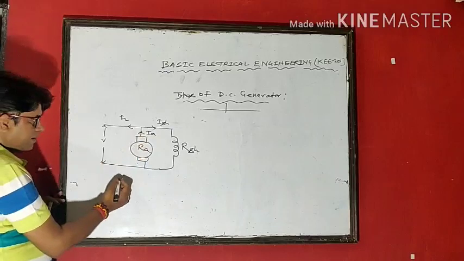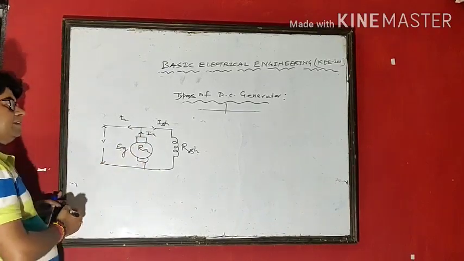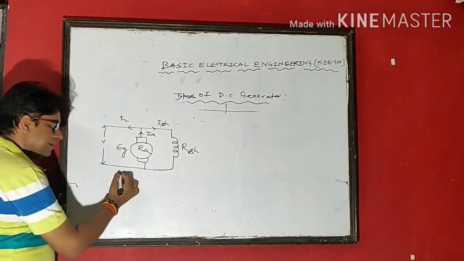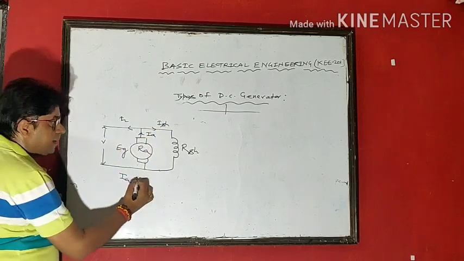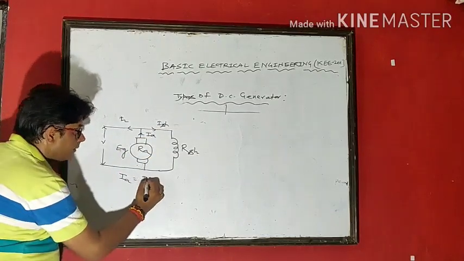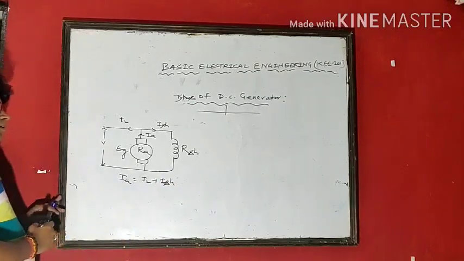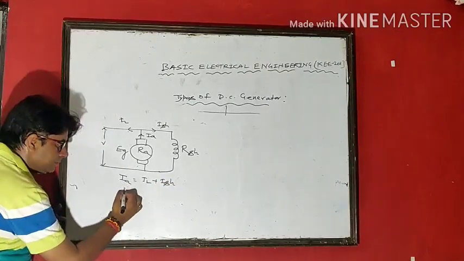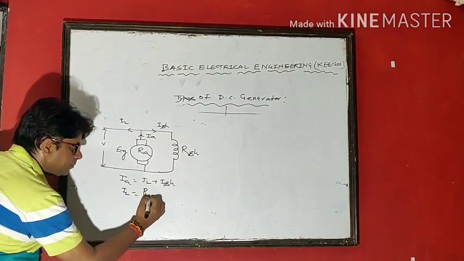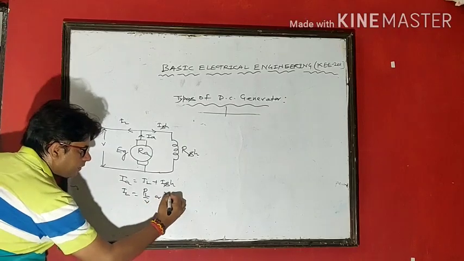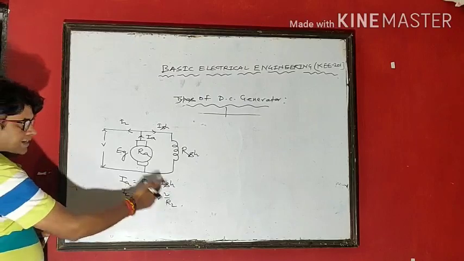From this diagram, here is the EMF generated. What is the value of IA? IA is equal to this current plus this current. IA equal to IL plus ISH, where IL equal to, same in every generator, PL upon V or V upon RL. And what is the value of ISH?